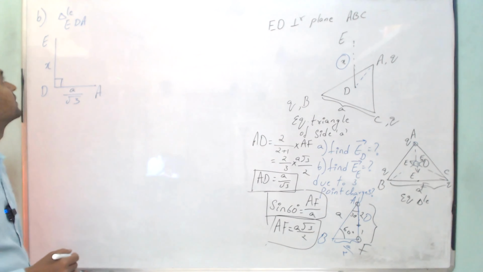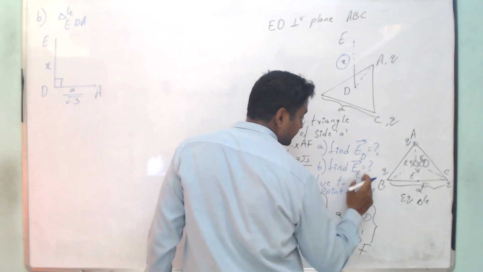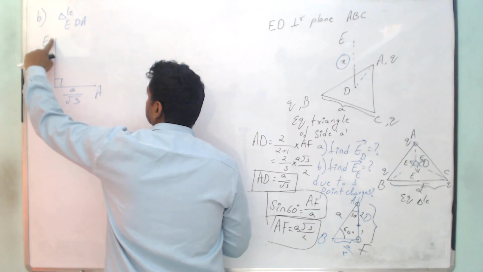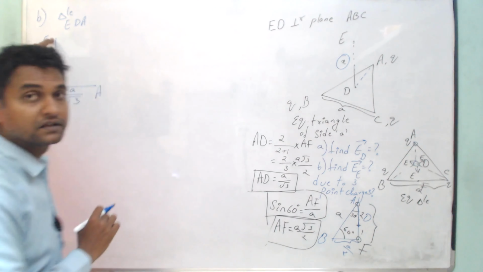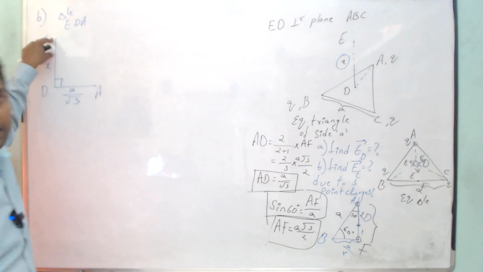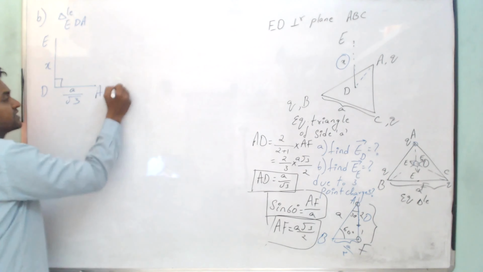ठीक है? Yes. What are we finding? We are finding electric field at point E. सही है क्या? Due to what? Due to these charges at A, B, C. Yes. That means A के पास है charge Q.